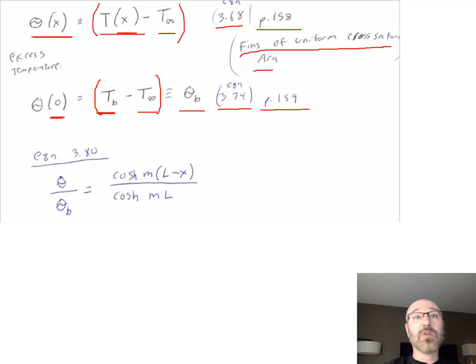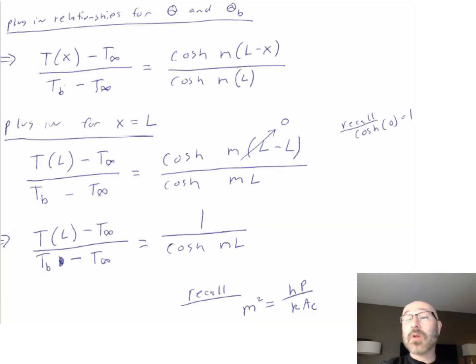Then we'll move on to take a look at equation 3.80 in our textbook. We have the ratio of theta over theta sub b, and this is equal to the hyperbolic cosine of m times L minus x, where L is the distance all the way out to the tip of the blade, all over the hyperbolic cosine of m times L. So now we're going to plug our relationship into equation 3.80 for theta and theta sub b. Where for theta we have T of x minus T infinity, which we saw on the previous slide in that derivation. And on the bottom, when x is equal to 0, that is our theta sub b at the base.